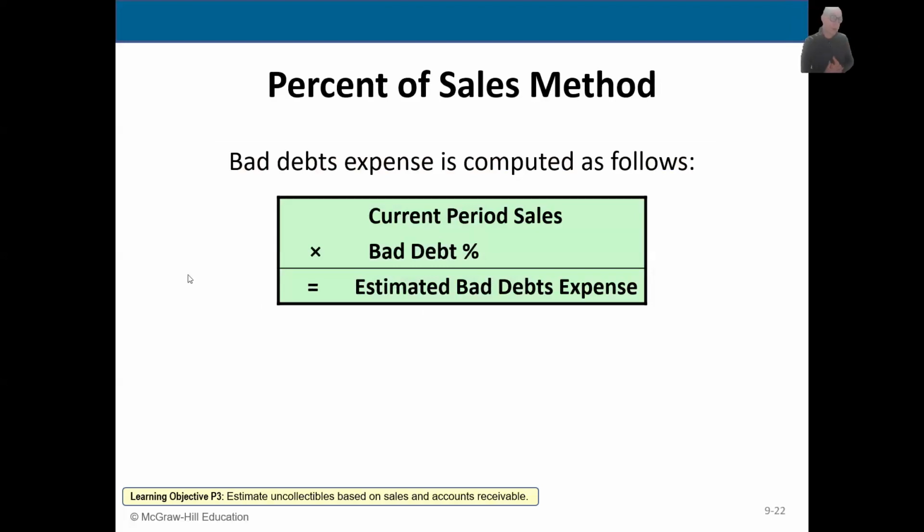First, the percentage method, very straightforward. Percentage method, we take current period sales dollar amount, okay, how much sales I made for the year, and I multiply that by a bad debt percentage. This bad debt percentage, as I had mentioned, is assigned based off of historical data for the company, and we determine what percentage of customers are not going to pay us back. We call that bad debt percentage. So you take your total sales for the year times the bad debt percentage to equal your estimated bad debt amount.